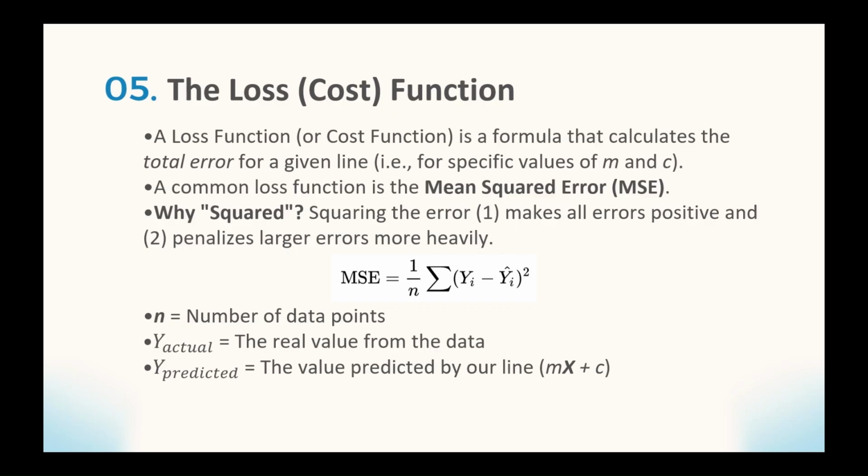But you may ask, why do we square the error? There are two big reasons. First, it makes all the errors positive. So too high and too low don't cancel out each other. And secondly, it heavily penalizes larger errors. A big mistake is much worse than a small one. So our goal is to find the slope and the intercept that make this mean square error value as small as possible.